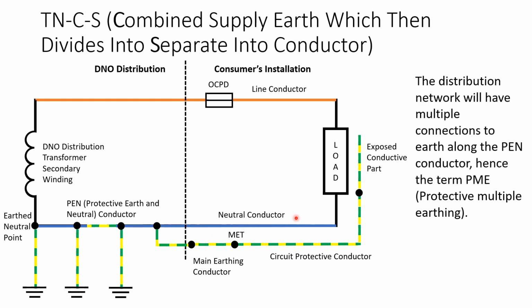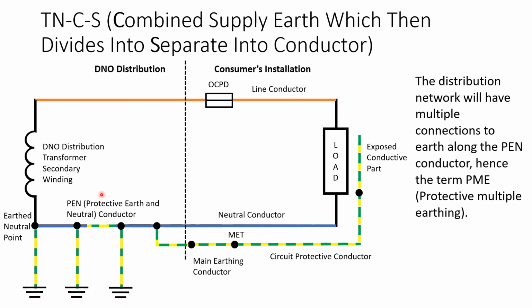So what you also might get is, along the distribution system, the electricity board will bond that PEN conductor to earth at quite a few places along its length. They might bang other electrodes in or connect it to other earths at multiple stages, multiple times. Virtually every join you'll find in a TNCS network, they may even connect an earth onto it there. So that may be, hence the term protective multiple earthing. You may have heard of PME. PME is where you have a TNCS earthing system, which is earthed at multiple points along the network.